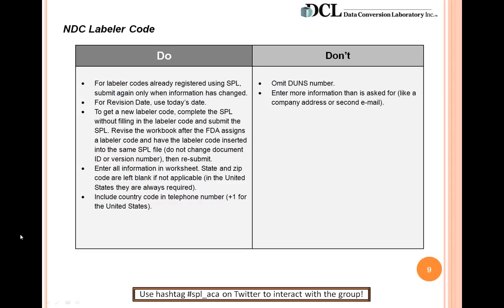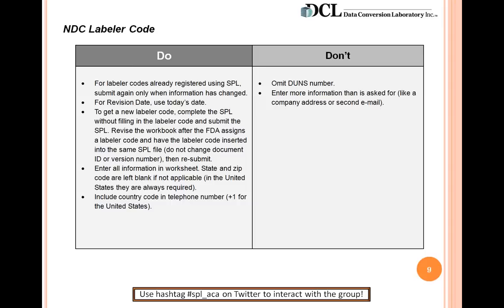Moving on to the NDC Labeler Code. It's for labeler codes already registered using SPL. You submit again only when the information has changed. In other words, before you can do your first drug listing submission that has a particular labeler code in it, that labeler code has to be registered using SPL. I'd imagine that by this point, most of you who have existing labeler codes have already registered using SPL. Once you've done that, you're set for that labeler code unless the information changes.